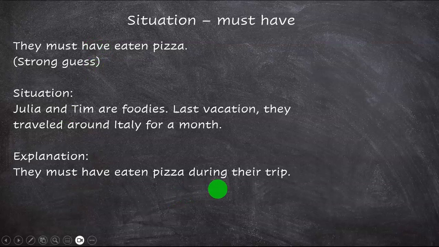Why do you make that strong guess? Because they've gone to Italy. And what is Italy famous for? Italy is famous for its pizza. All right. So friends, I hope these situations are now clear to you, right? Let's move on. All right. Let's take a summary before we take the quiz.